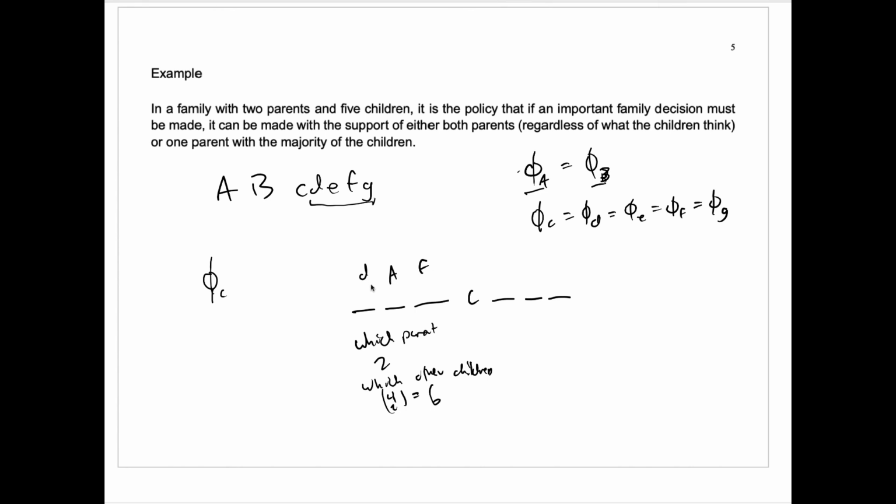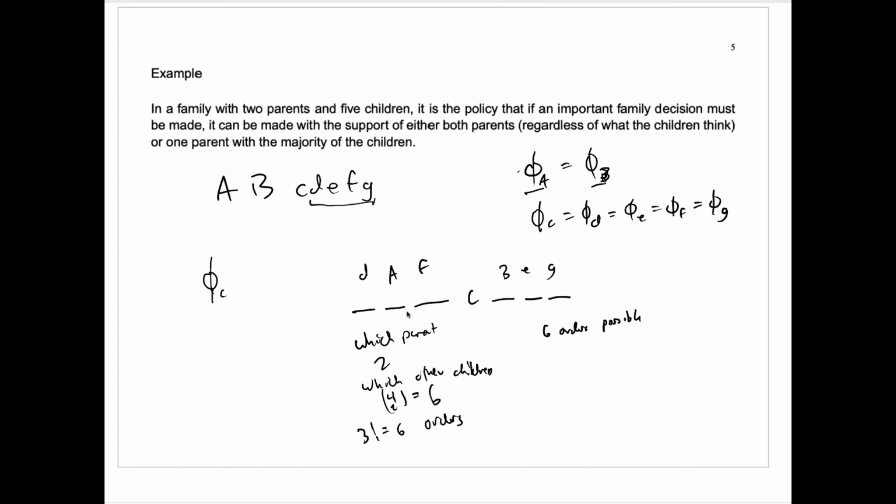Now these 3 people, D, A, and F, could be arranged in 6 different orders for these first 3 people. That's 3 factorial. 6 orders. Finally, once you've chosen which people go here, you know exactly which people go on the other side. It has to be parent B, it has to be child E, and child G. But again, there are 6 orders possible for rearranging those children.